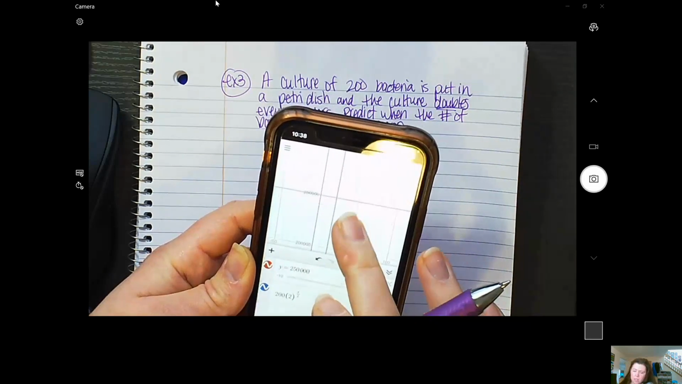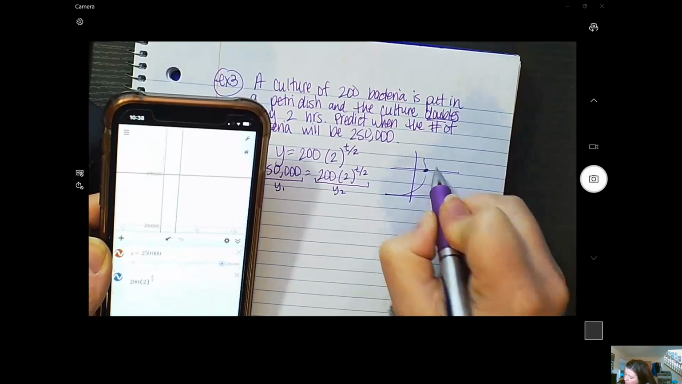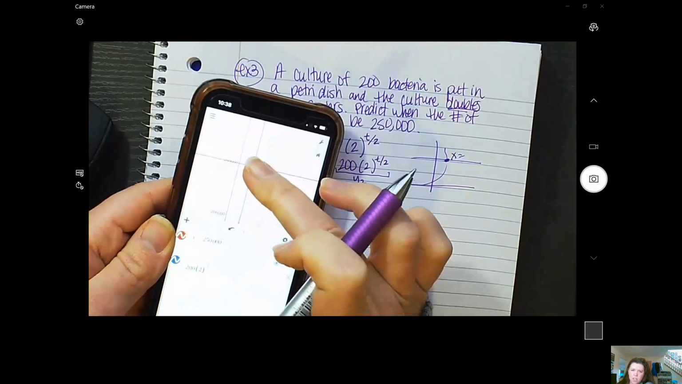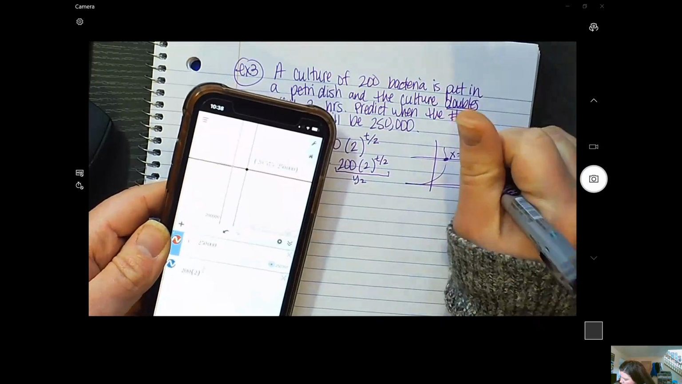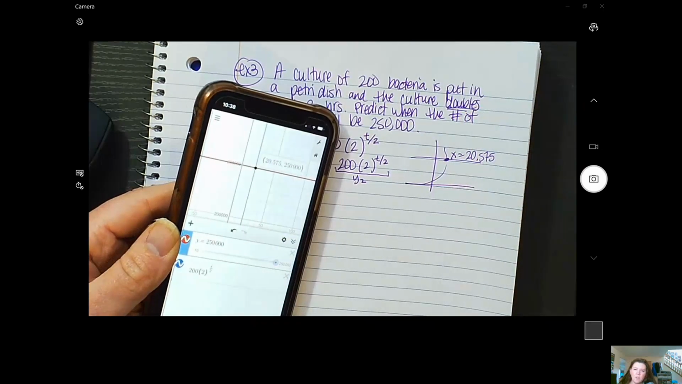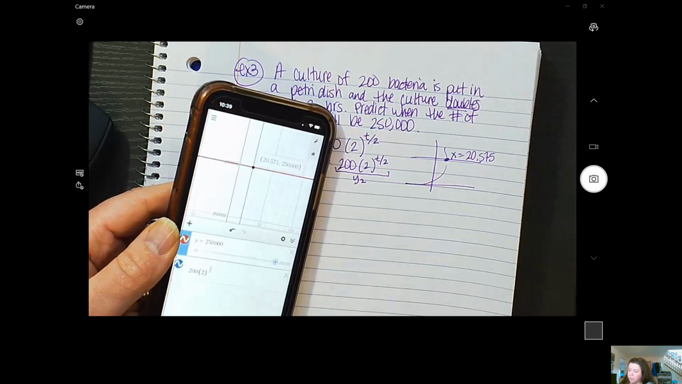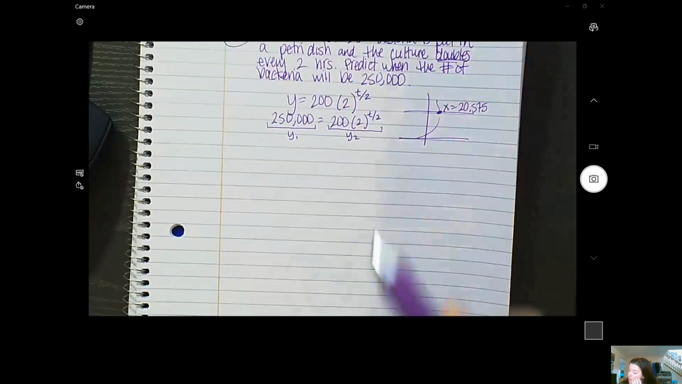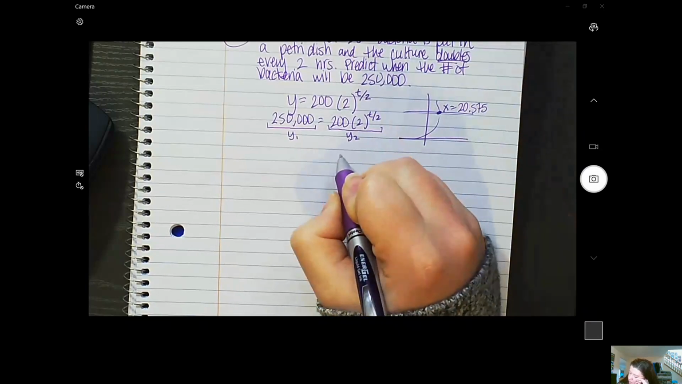Okay, so I see them touch way up here. I want to find that spot right there. So on Desmos, I can just touch it and it'll tell me where it is. That is 20.575. On the physical graphing calculator, you have to find the intersection. We only need the x value. The y value is going to be 250,000. Okay, so 20.575 is in hours. So that's my answer.